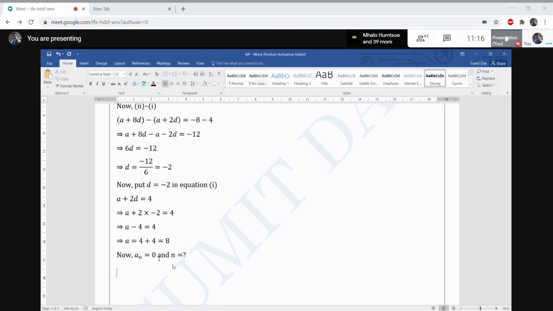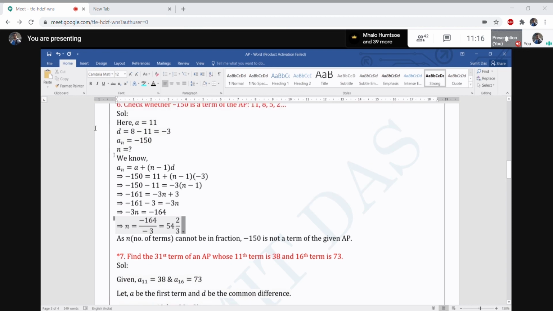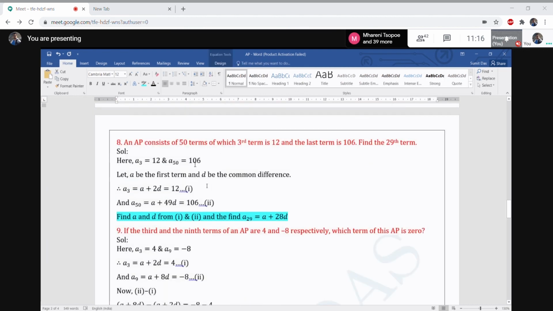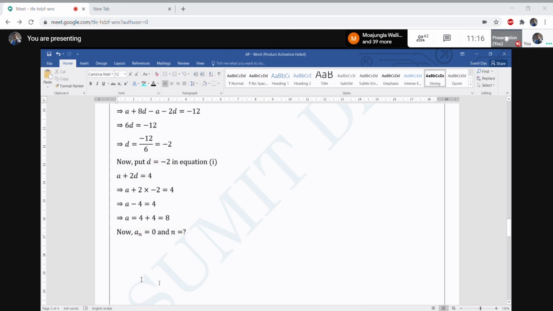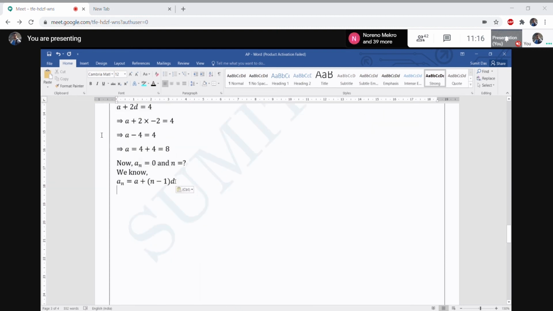Okay, we know we use the formula. I don't like to write the formula much. This part is important: how to find which term is 0. Most students put n equal to 0. No, which term is 0? That means n, the nth term. An means nth term, so An is 0. So next, put the values.